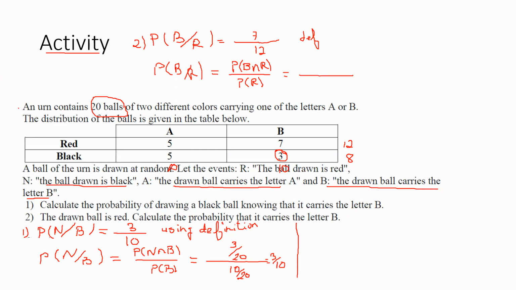How many are black and red? Red and carries the letter B: 7, over 20. Over what is the probability to get red? 12 over 20. The 20 and 20 cancel, and we get 7 over 12.